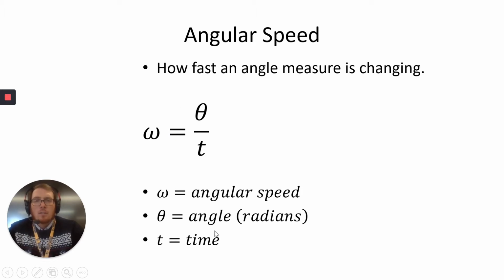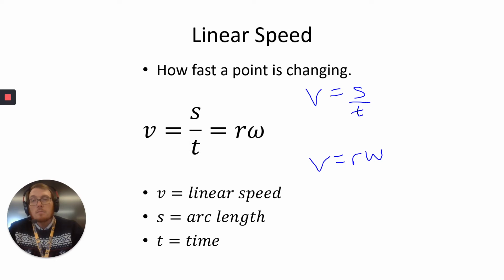Theta is the angle. Now notice the rules are the same as arc length and area. It has to be in radians. And then divide by time. So that's how fast an angle is moving. So omega equals theta over time. That's angular speed. And then linear speed is how fast the point on the edge is moving.